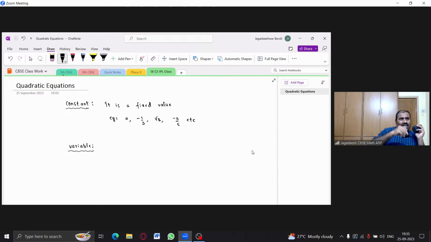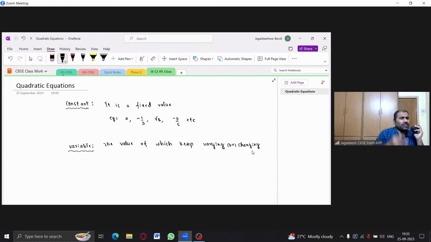Then next, we need to talk about variable. Variable is derived from the term varying. Varying is nothing but changing. So a variable is one whose value keeps varying or changing. Another meaning of varying is changing.